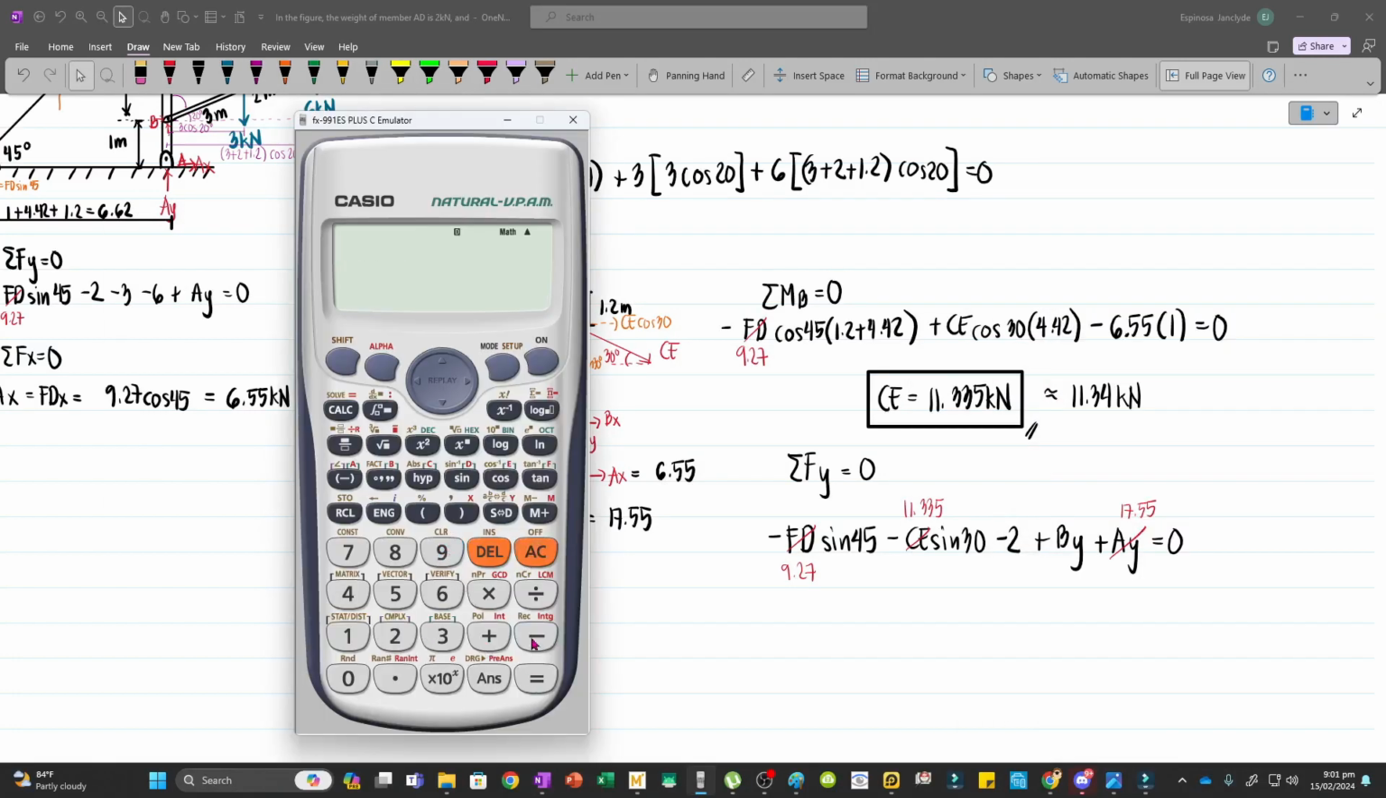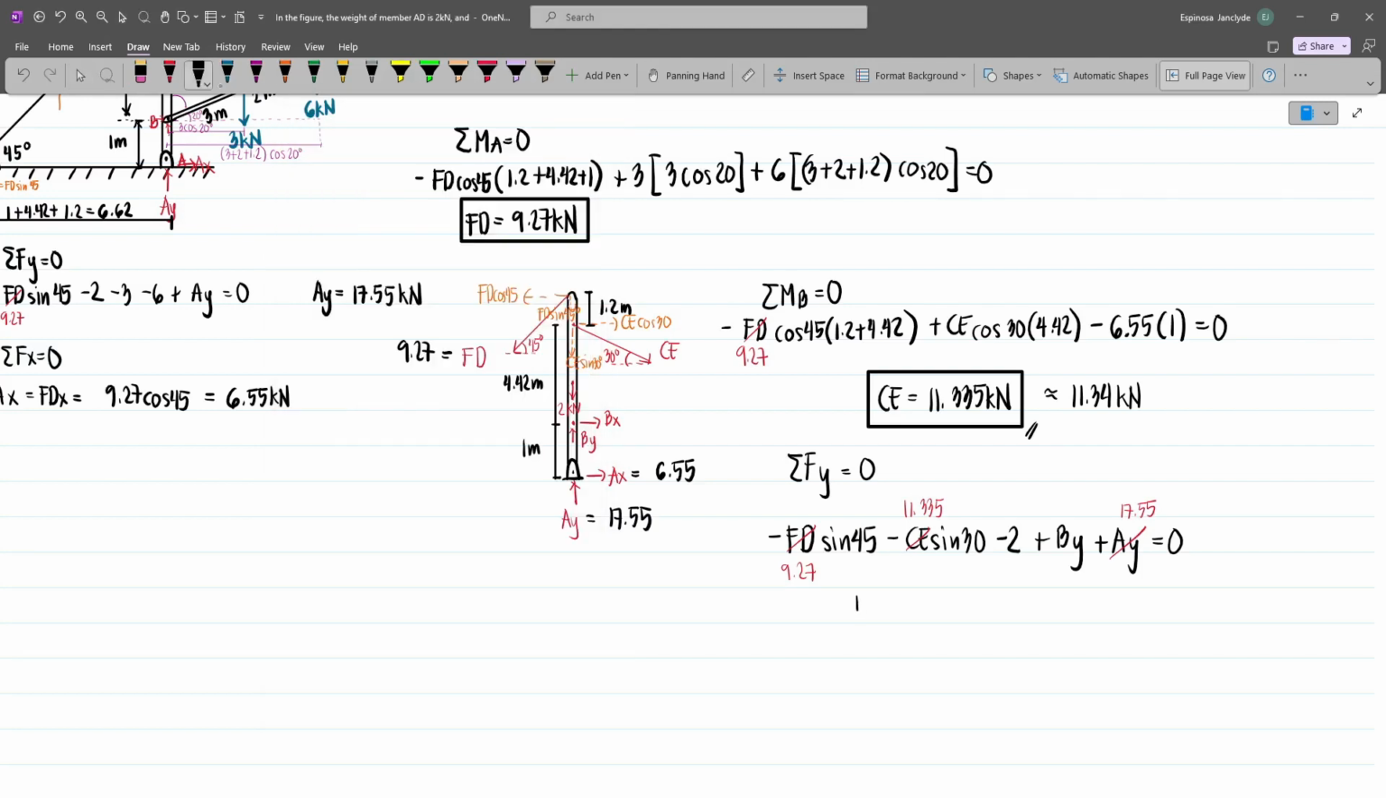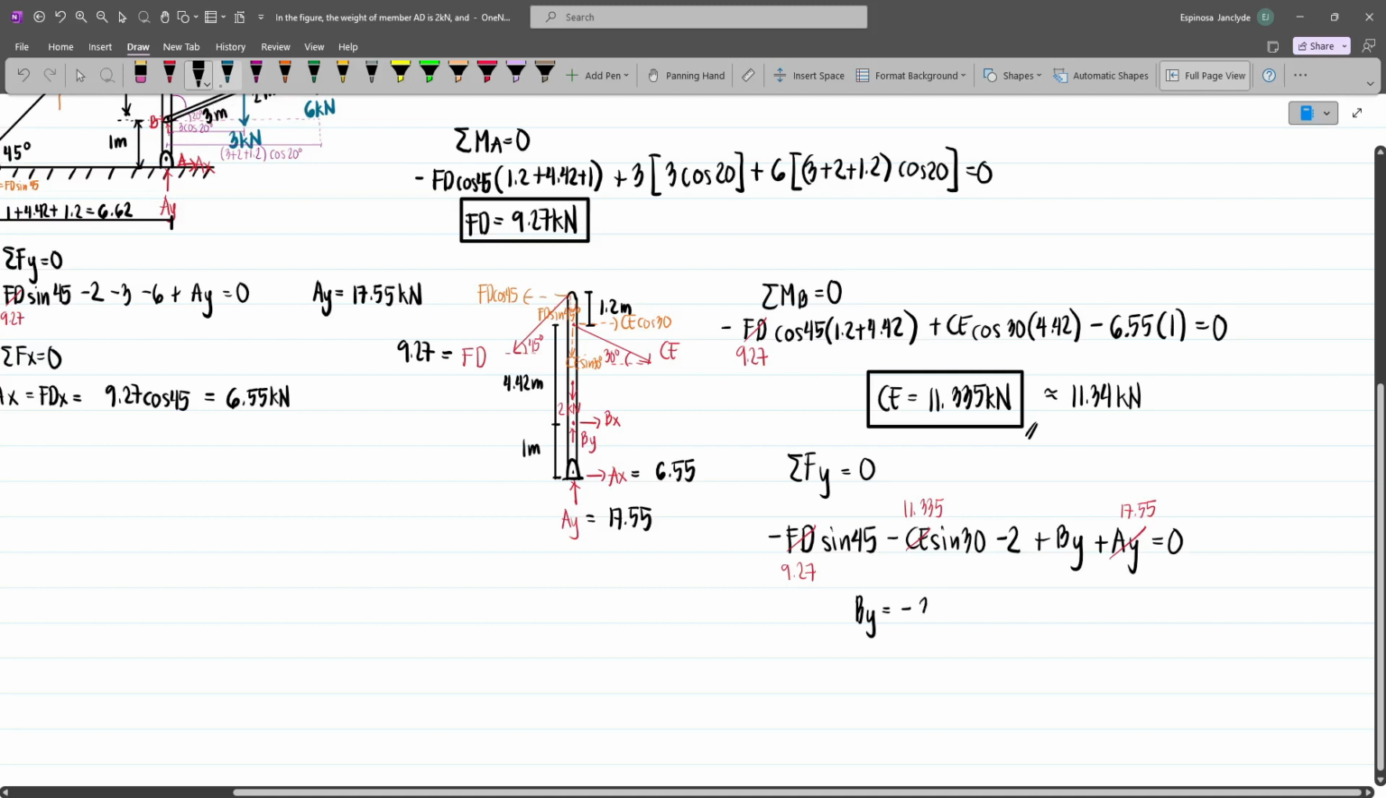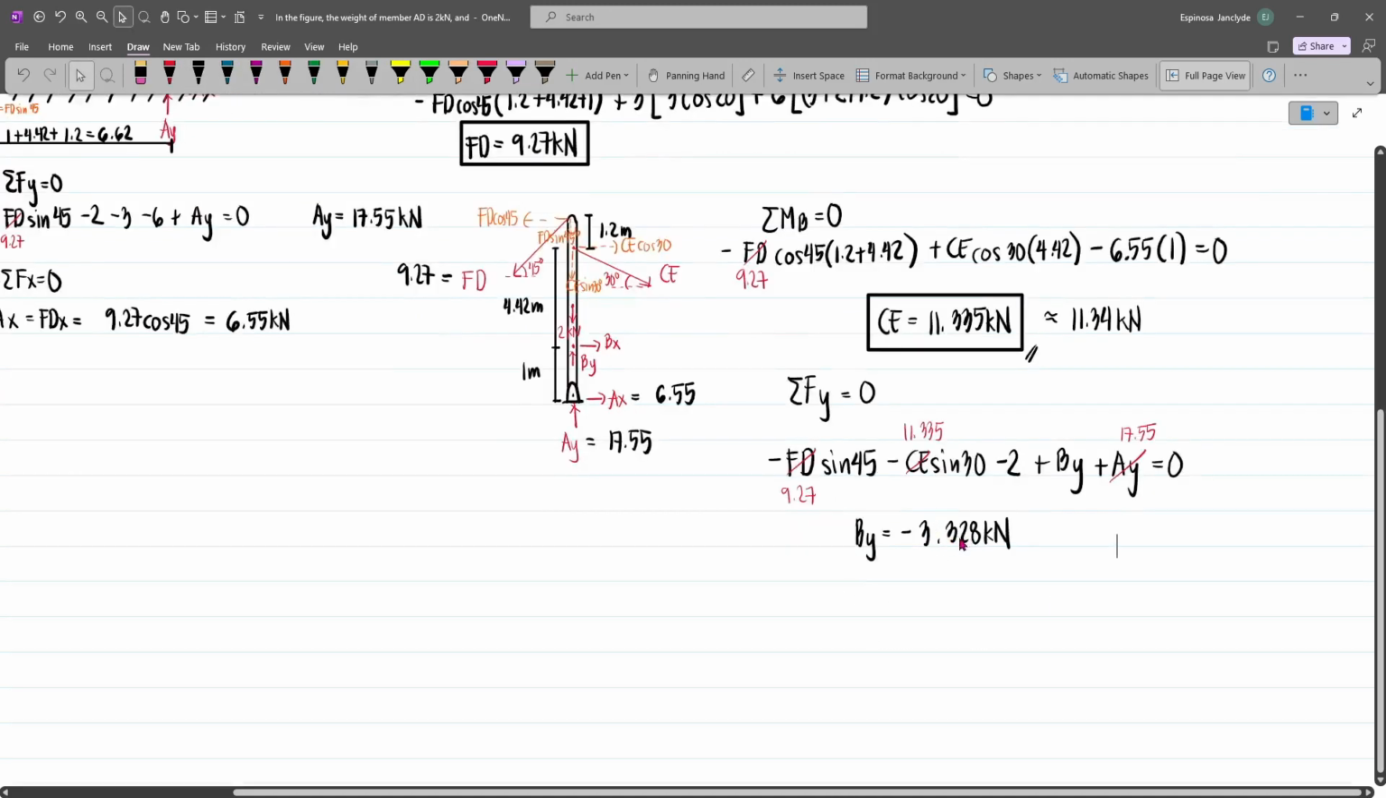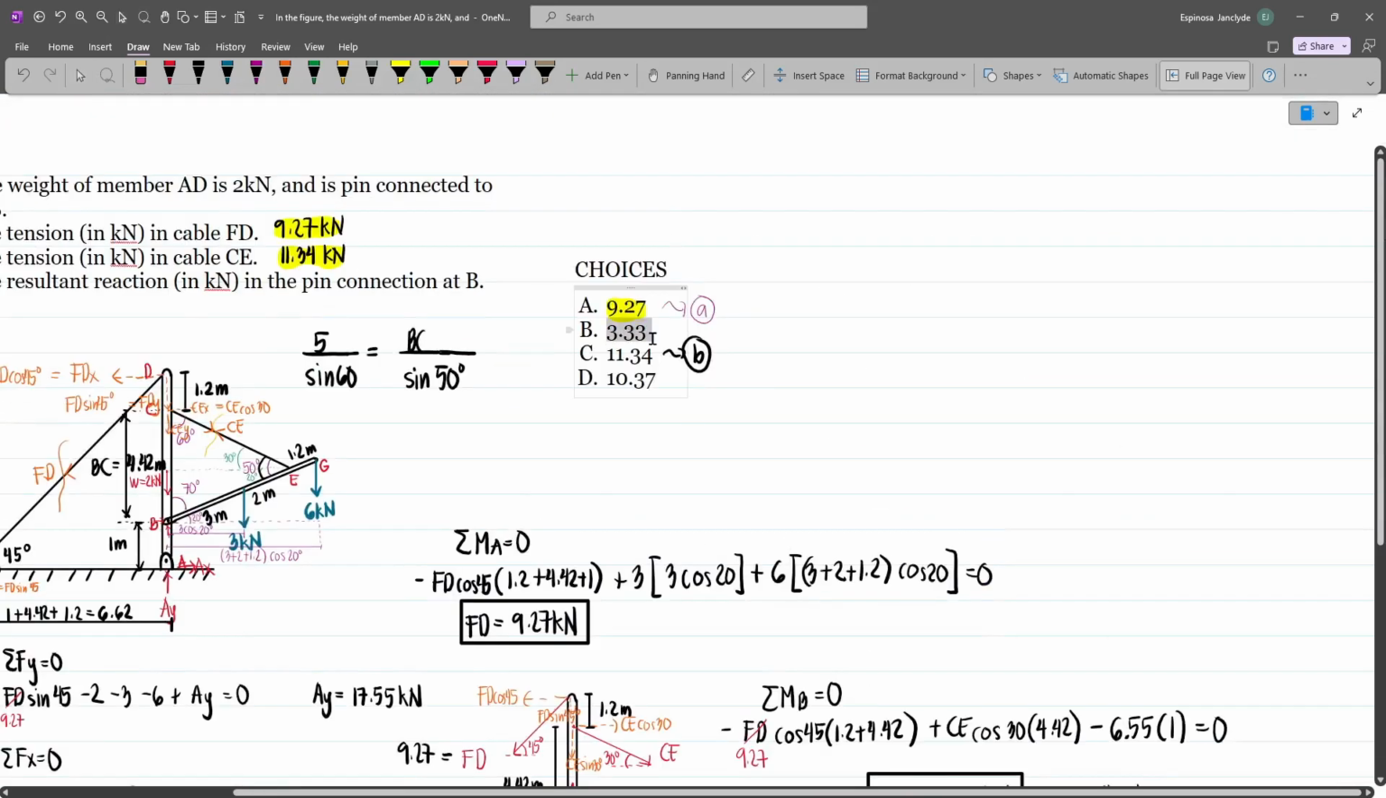Minus 9.27 sine 45 minus 11.335 sine 30 minus 2 plus BY, and then plus 17.55. Equal yan to 0. And so meron tayong minus 3.33. So BY is minus 3.328. However, hindi pa ito yung sagot natin. But notice na meron to sa choices. Merong 3.33. And so essentially, ito yung trap na choice.